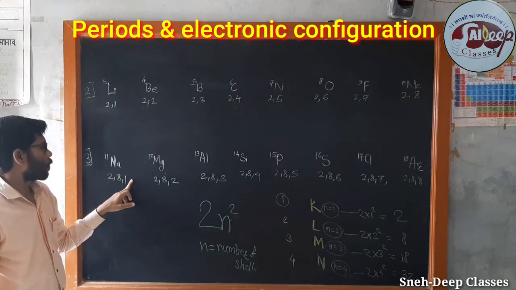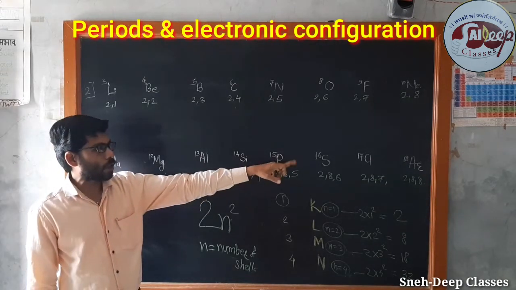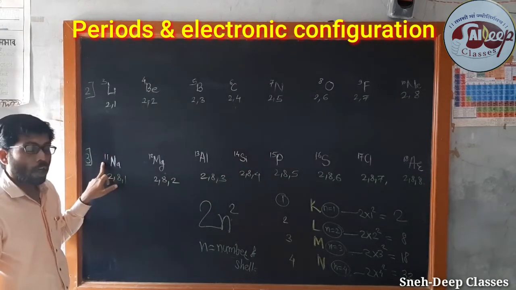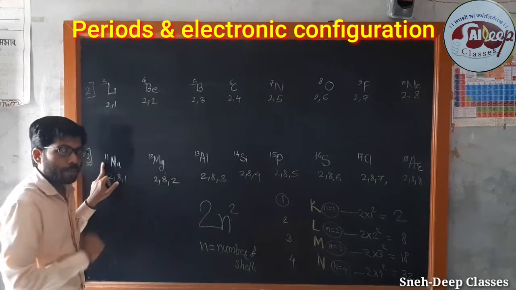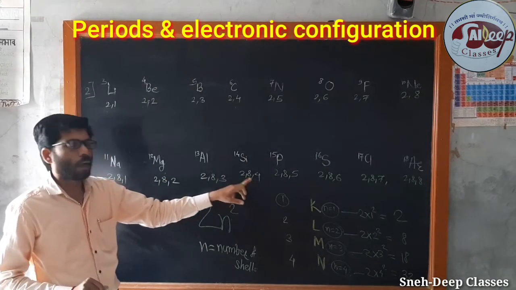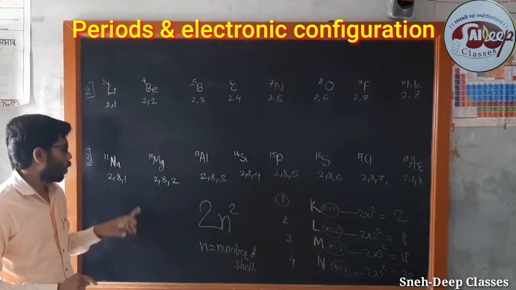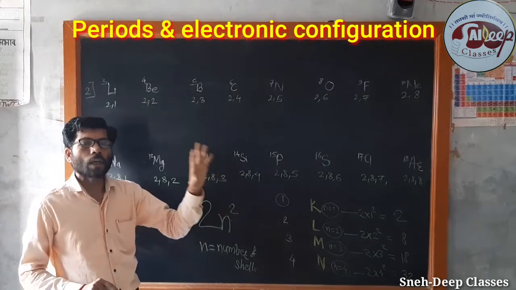See in this example, atomic numbers 11, 12, 13, 14, 15, 16, 17, 18. That means the atomic number increases by 1. Now we see the valence electrons 1, 2, 3, 4. That means the atomic number increases 1 by 1 and the valence electron also increases 1 by 1.